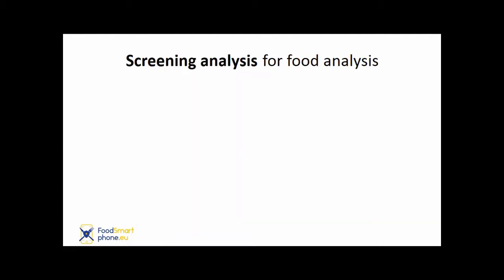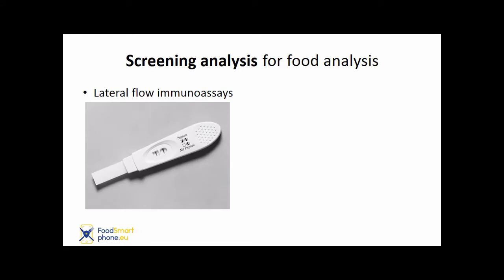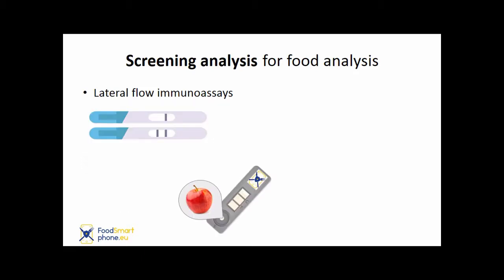In more detail, what's happening in the lab? At first, screening assays, such as lateral flow immunoassays, give us a first indication whether a contaminant is present in the sample or not. If you don't know what a lateral flow immunoassay is, it's like a pregnancy test, but instead of measuring the pregnancy hormones, we're detecting food contaminants.